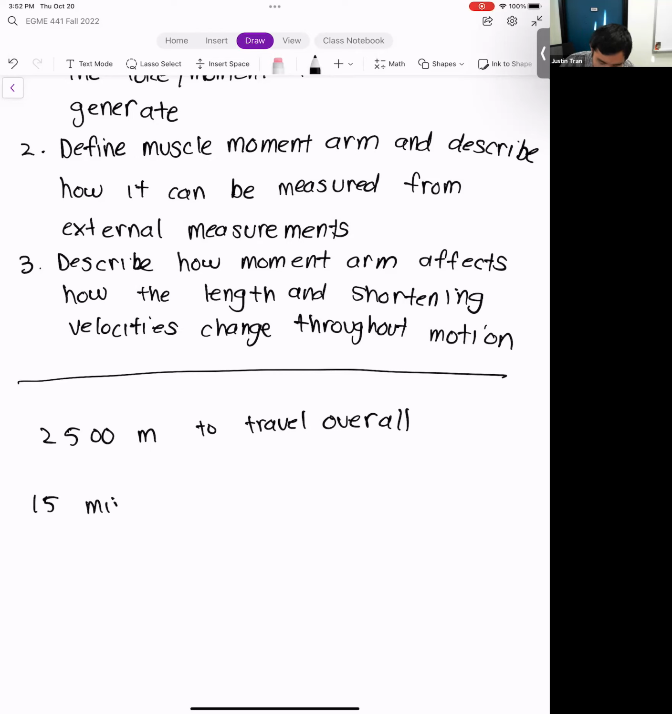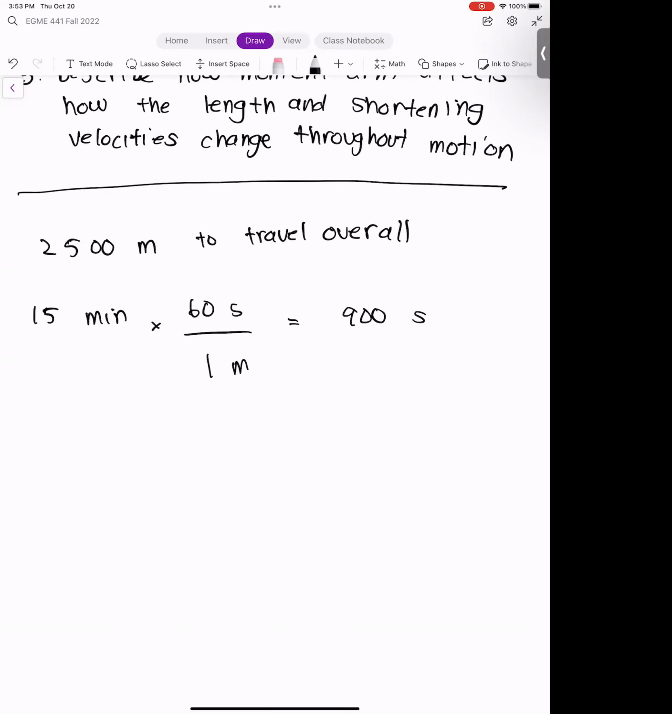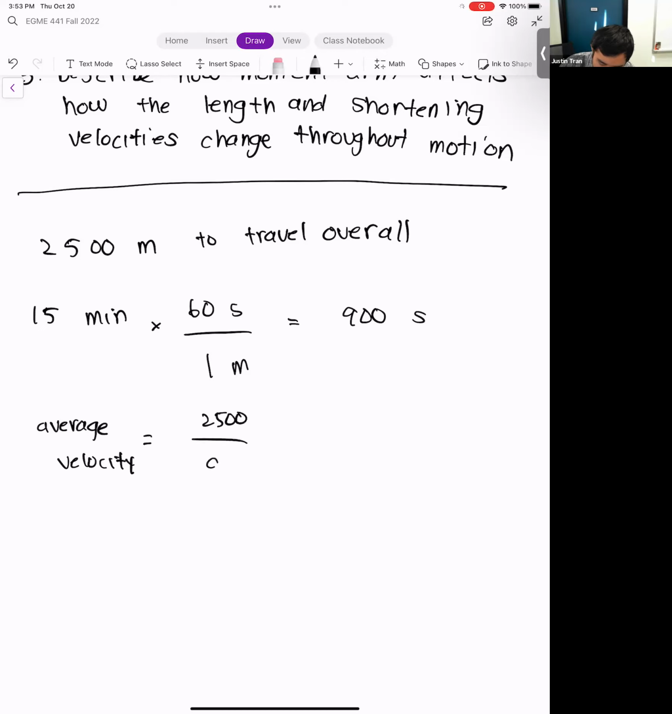One thing you can do is take 15 minutes and convert it to seconds: 900 seconds. Knowing the distance you have to travel and the time that you have, you can compute an average velocity. That's going to be 2,500 divided by 900. I don't have a calculator in front of me, but I think it's 2.3 or something like that. So this is the average speed that you have to keep.